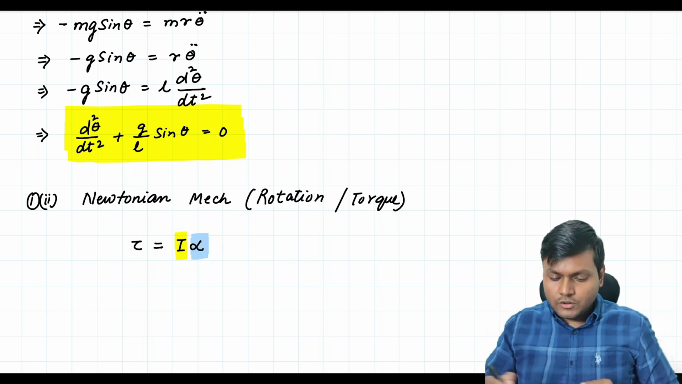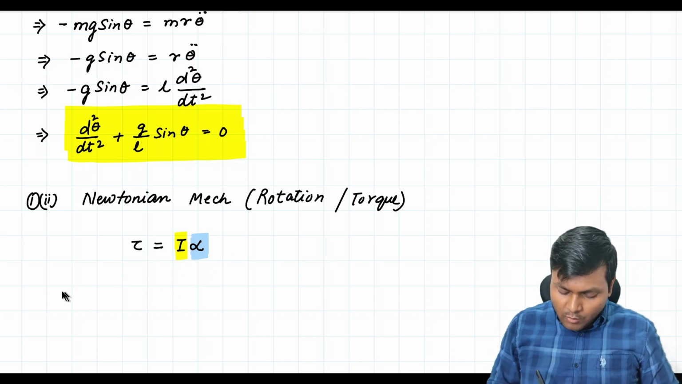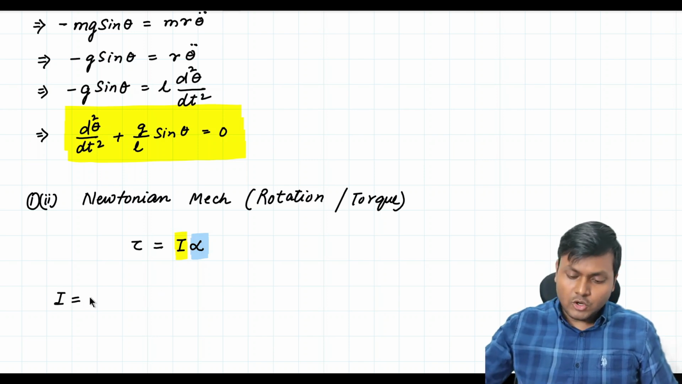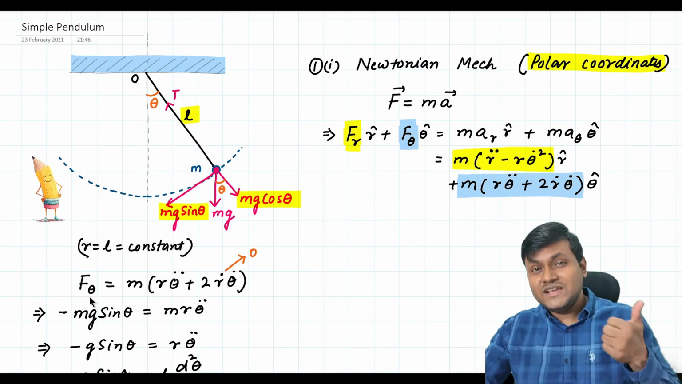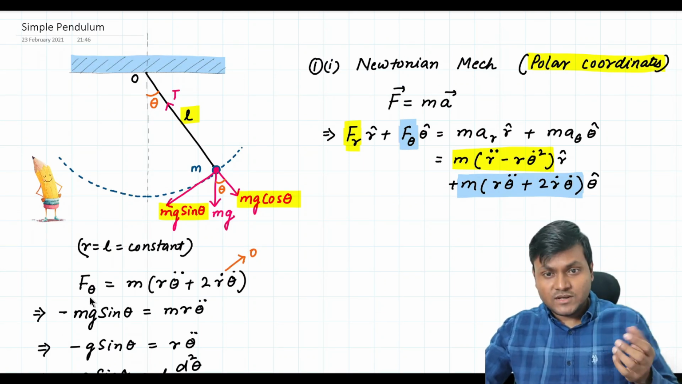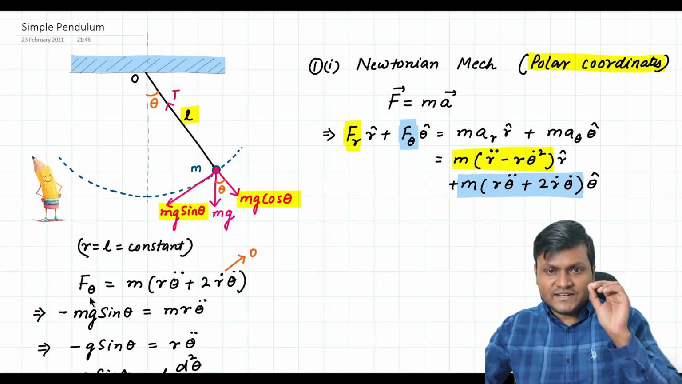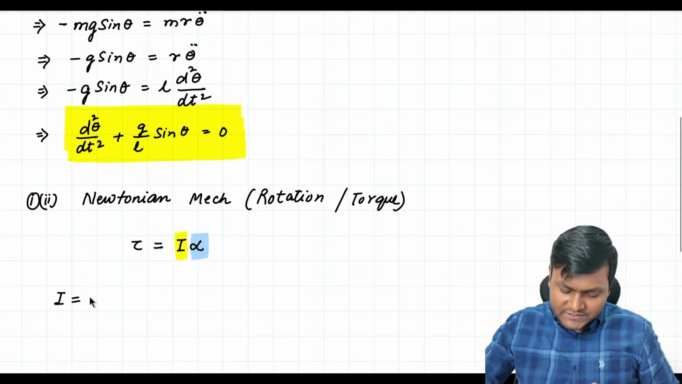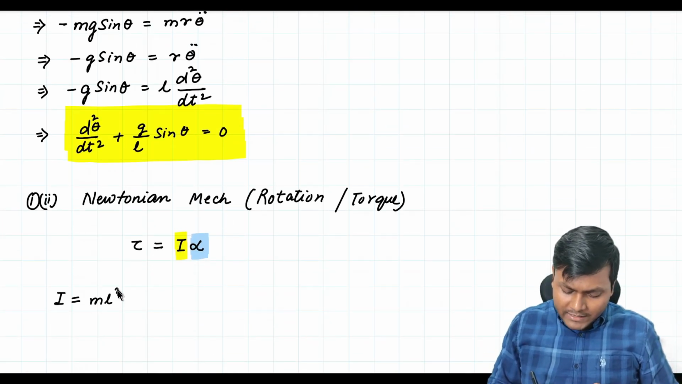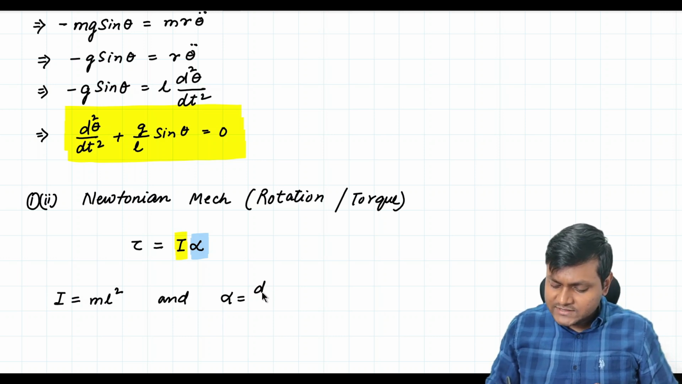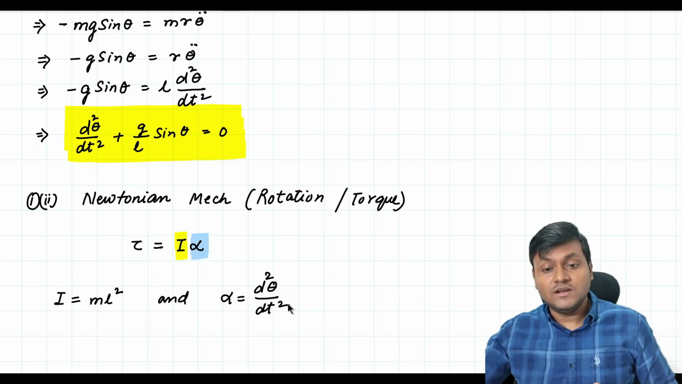This is quite simply put the nature of Newton's second law in terms of rotation. So here the moment of inertia I is what? If you look at the pendulum, of course the string is massless by our assumption, and the mass is a point mass at a distance of L. So the moment of inertia is quite simply put mL square, and the angular acceleration is simply defined as the second order derivative of the angular displacement, which is d2 theta upon dt2.